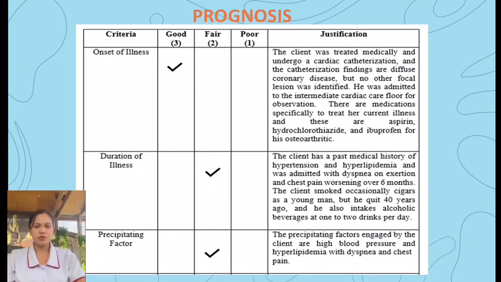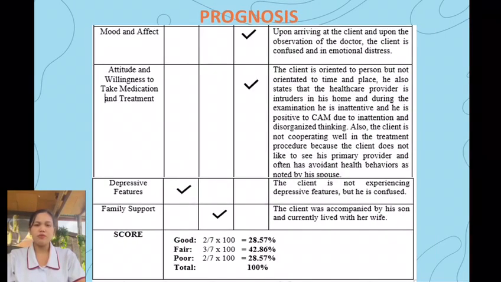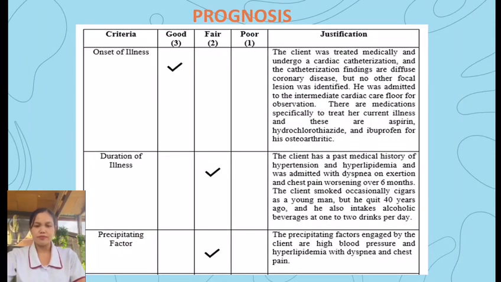Next is the prognosis. It refers to determining the predicted or probable level of improvement and function, and the amount of time needed to reach the level of improvement in a health condition. There are 7 criteria in prognosis, and these are the onset of illness, duration of illness, precipitating factors, mood and affect, attitude and willingness to take medication and treatment, depressive features, and lastly, the family factors.